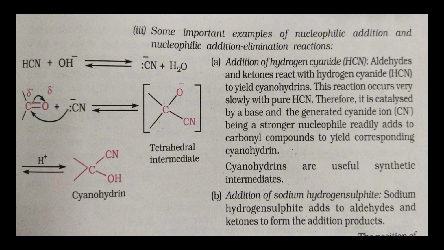First one, addition of hydrogen cyanide, HCN. Aldehydes and ketones react with hydrogen cyanide, HCN, to yield cyanohydrins. This reaction occurs very slowly with pure HCN. Therefore, it is catalyzed by a base and the generated cyanide ion, CN-, being a stronger nucleophile, readily adds to carbonyl compounds to yield corresponding cyanohydrin. Cyanohydrins are useful synthetic intermediates.